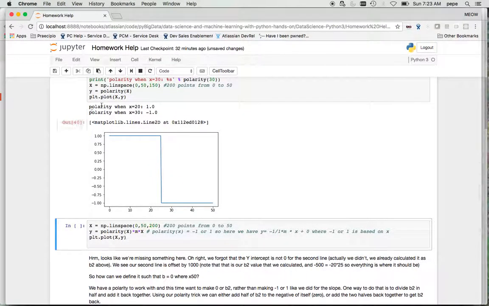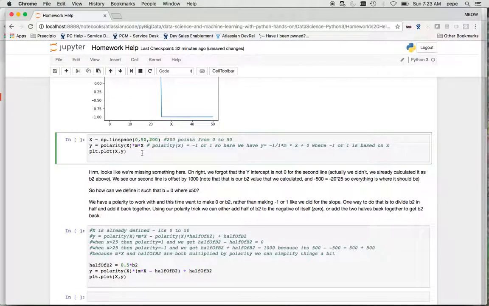So here we can see where x equals 20, our polarity is 1. That's a positive slope. And where x equals 30, our polarity is negative 1. It's a negative slope. And then plotting it out, we can see that for x equals 0 to 25, our polarity value is going to be 1. And then at 25, it will drop down to negative 1, and it will stay there for the rest of the time. So we can multiply our slope by this polarity to make it positive or negative.